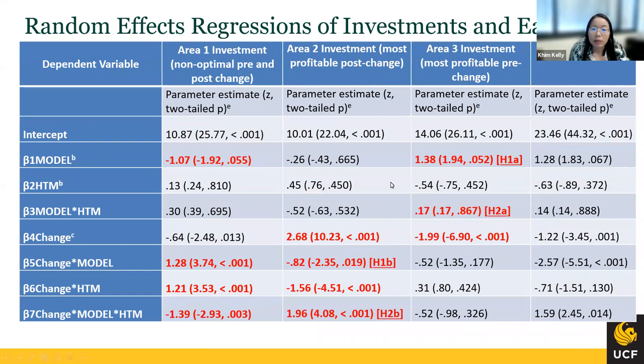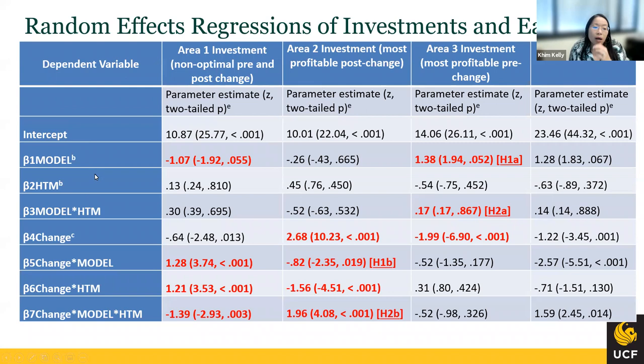I know, huge table, a lot of data, but I'm going to walk you through it. I've got the various dependent variables: area one investment, area two investment, area three investment, and also net earnings. And then the random effects regressions, basically I am including for every participant 48 periods of data, because they're making investment allocations over 48 periods. I use random effects just to capture the repeated measures that come from one individual, all right?